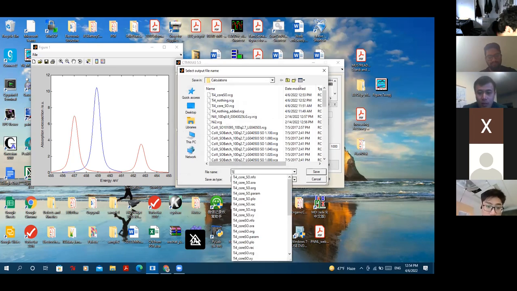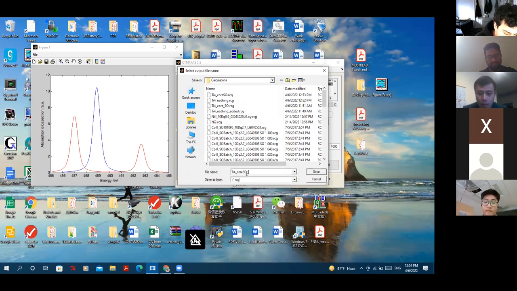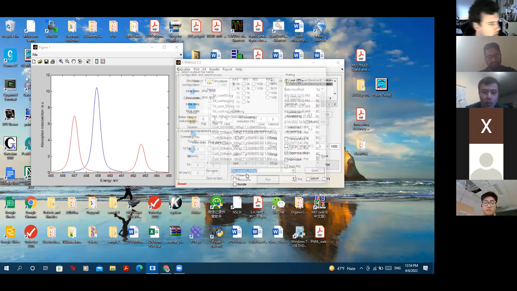Now we have titanium 4 and core SO, and also we have the 10DQ as 2 eV. So this is 2 eV. Let's see what it gives us.